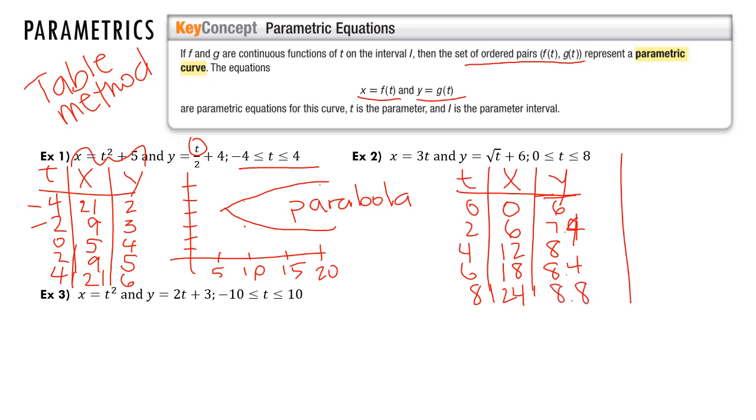Okay. And square root of 8 plus 6 is 8.8. All right, so again, we are going to graph this. And since all my x's are multiples of 6, I'm going to go by 6's. 6, 12, 18, 24. And since those numbers are pretty close together, I'm going to go by 1's again.